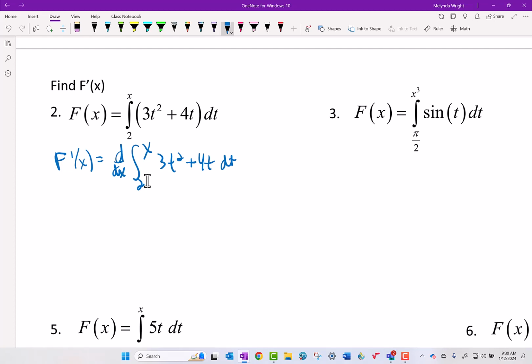So if I'm going to take the derivative of big F, I've got to take the derivative of the other side. Okay? So now we're using the formula from above, the derivative of the integral. It just evaporates, right? And this x just slides in everywhere there's a t. And so it is really that easy. It's just going to be 3x squared plus 4x.